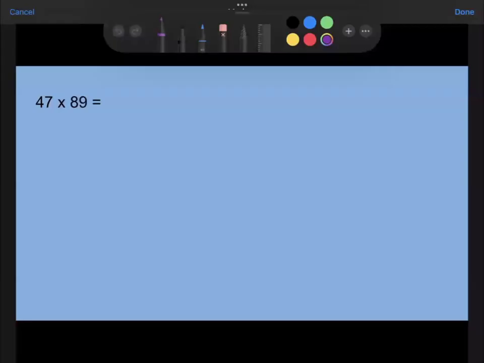Okay, here's our next one. We're going to take 47 and multiply it by 89. So for this one, I'm going to use a standard algorithm, which means I'm going to take the 89 and put that on the top, and 47. Now, again, you could have done this the opposite way and put 47 on the top. Both numbers are 2-digit numbers, so it doesn't really matter which one you put on the top.